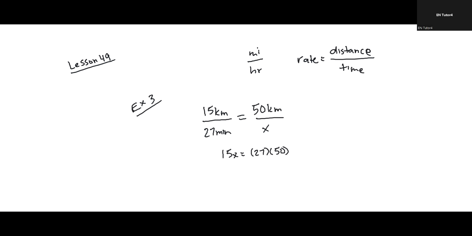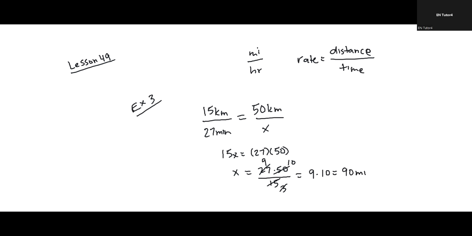Just like we did before, we'll divide both sides by 15, and that gives us 27 times 50 divided by 15. We can see that both the 15 and the 50 are divisible by 5, and so that gives us 10 and 3 here. Then the 3 will go into 27 9 times, and so we're left on top with 9 times 10, or 90 minutes.